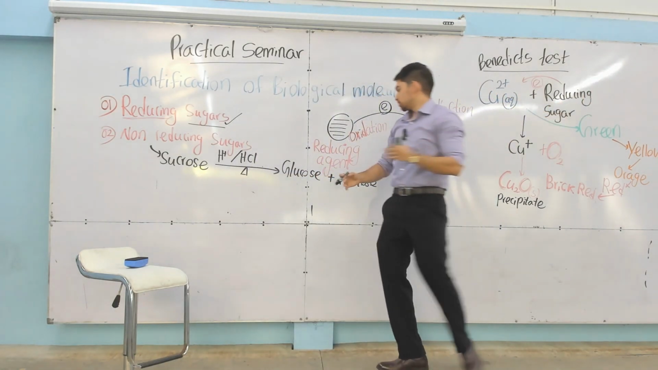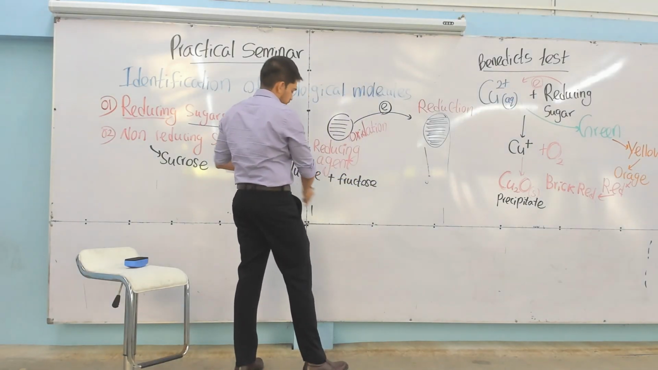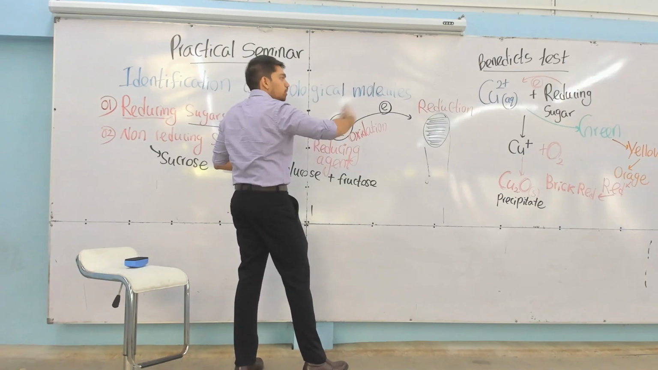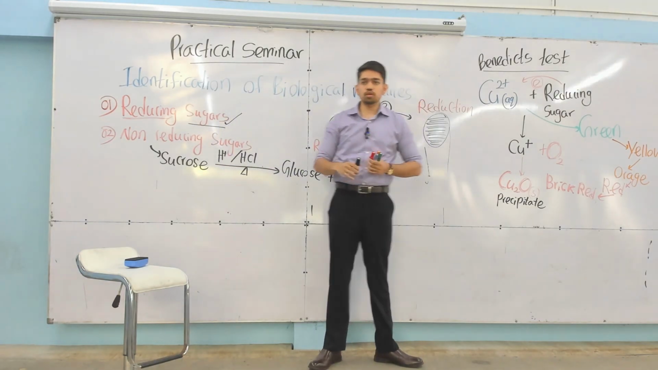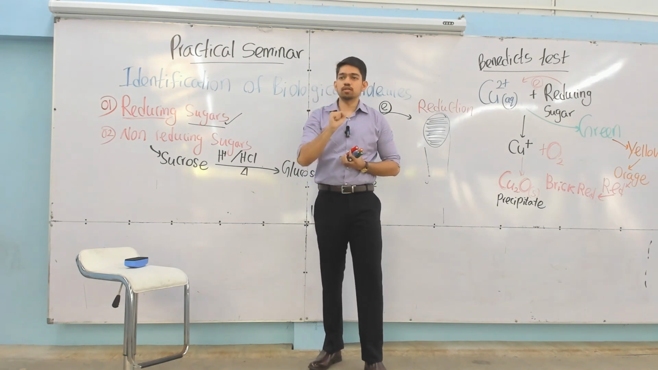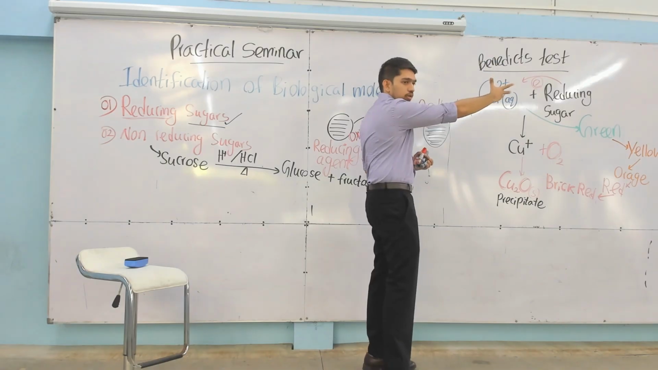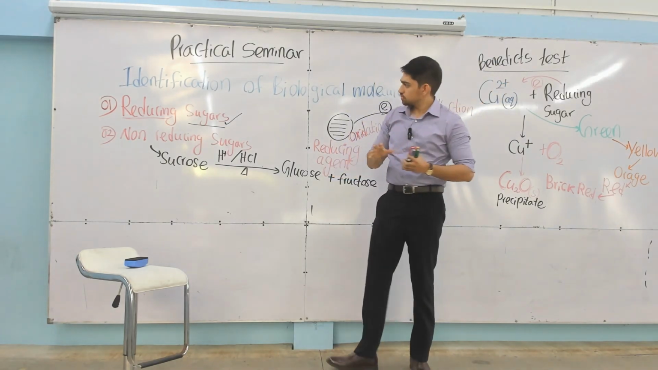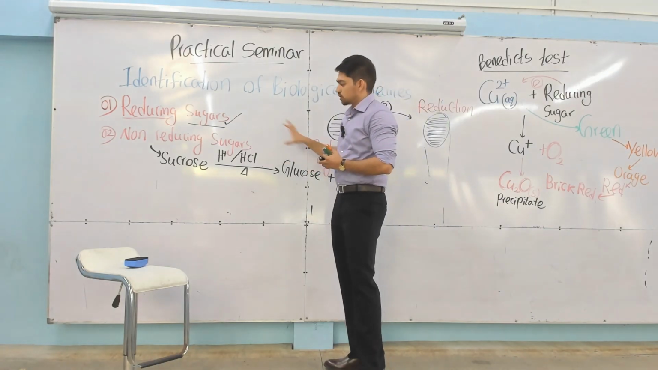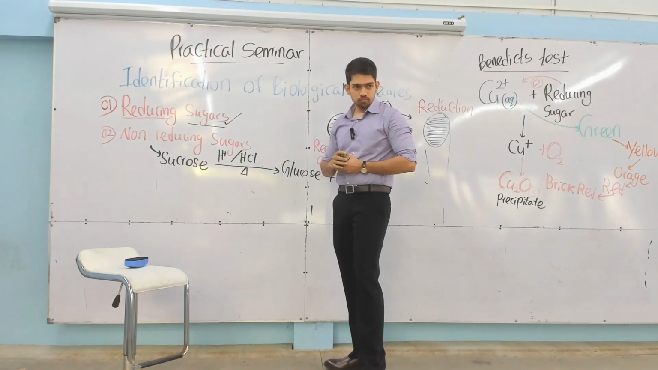Then again, we are going to do the Benedict's test as the next step. Then you are going to get the same color change. But if you do just the Benedict's test on sucrose, you are not going to get any color change, because sucrose is a non-reducing sugar. Clear? This is the theory of the practical.